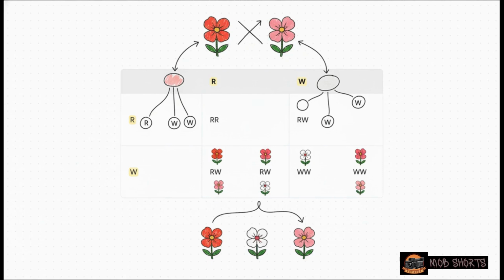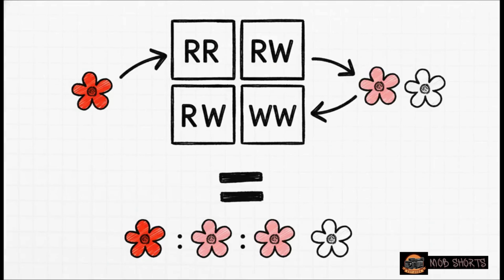R from the top and R from the side gives us RR. R from the top and W from the side gives RW. Then we have W from the side and R from the top. That's also RW. And finally, W and W gives us WW. Done. Now, let's look at what our Punnett square is telling us.